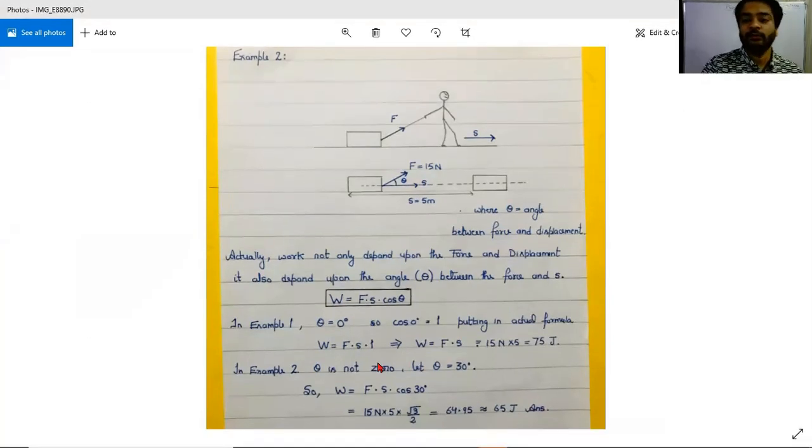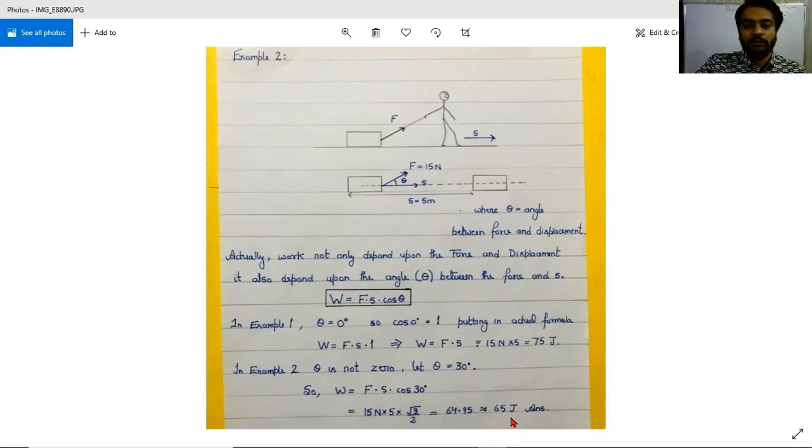Now example number 2. Now what is the force? 15 Newton, displacement is 5 meter, and let's say this angle is 30 degree. Angle could be anything from 0 to 180. So let's say we have 30 degree. So by putting the values, cos 30 is √3/2. Now we'll use this formula and do a simple mathematical calculation and we have 65 joule. Now look, the answer is different because the angle has changed. Now the answer has a lesser value. Okay. So what is the formula for work done? Fs cos theta, where theta is the angle between the direction of force and the direction of displacement.